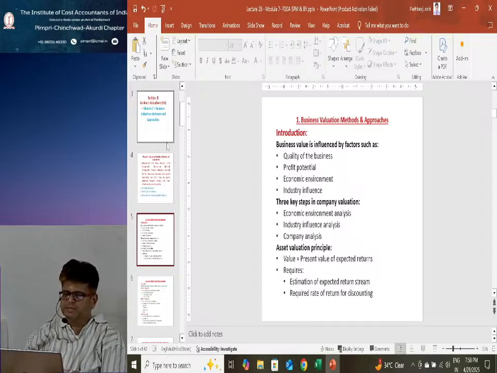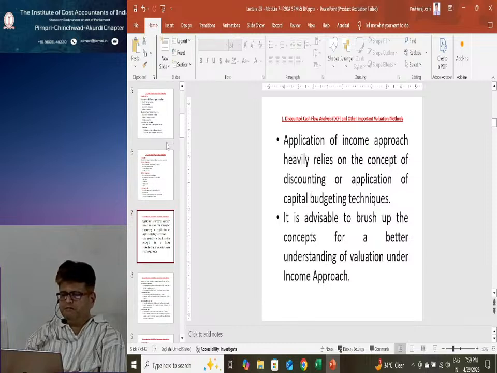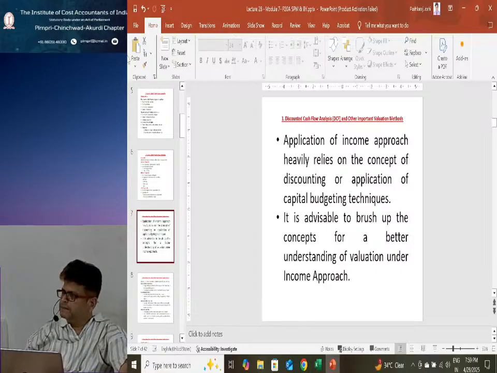Then we saw the 3 key steps in company valuation, which involve economic environment analysis, industry influence analysis and company analysis also. Then we saw the 3 main approaches that the valuation techniques follow: income approach, market approach and the cost approach. We saw, as a highlight note, that the application of the income approach heavily relies on the discount rate and application of capital budgeting techniques. It is advisable to always brush up the concepts for a better understanding of valuation under the income approach.